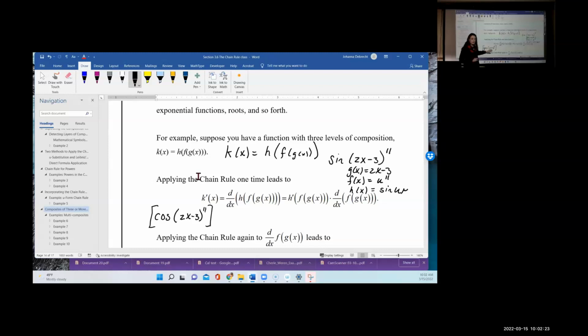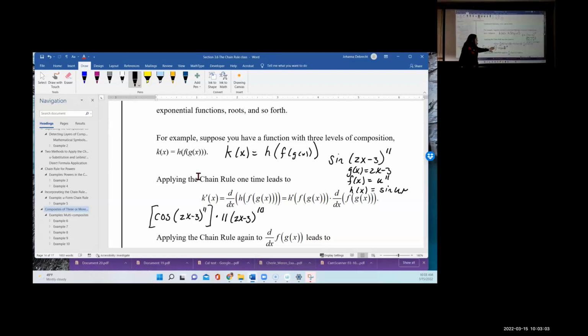Let me say that again. What was inside sine stays inside the derivative of sine, which is cosine. Now we multiply by the derivative of what was inside. So now we're focused on the 2x minus 3 to the 11th. The next layer is the 11th power. So the next thing we do is take the derivative of the 11th power, which is 11 times something to the 10th power. We freeze the inside of what was inside the 11th power, which was 2x minus 3.